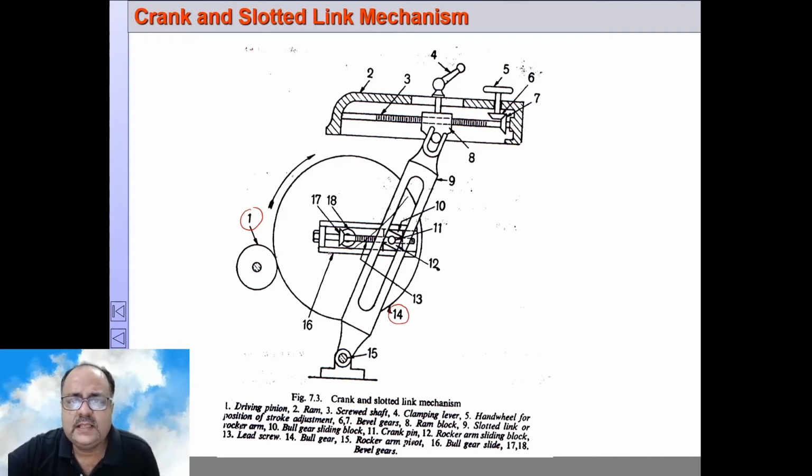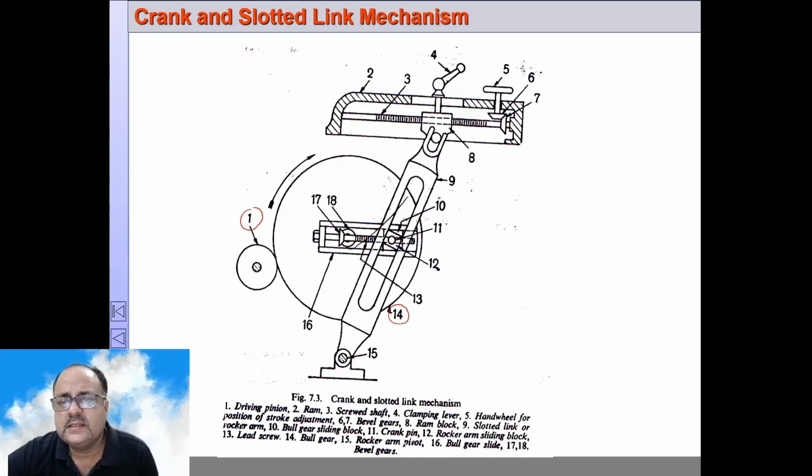In the bull gear there is a radial slide 16. This is the radial slide. It is fitted to the center of the bull gear. And in this radial slide there is a block 10. This is the radial slide block, the bull gear sliding block. This sliding block is fitted on a lead screw 13. This lead screw is a part of the radial slide. This block is threaded on the lead screw.